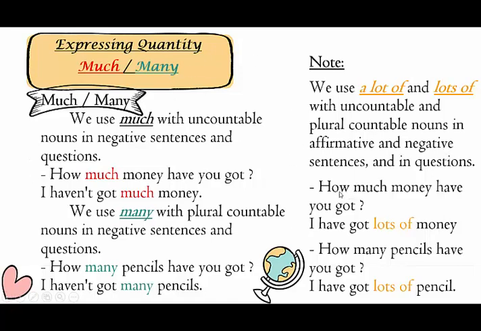The first example, how much money have you got? How much? We use much here because money is uncountable. I have got lots of money. Lots of. As we said, we use lots of with uncountable nouns, and money here is uncountable.